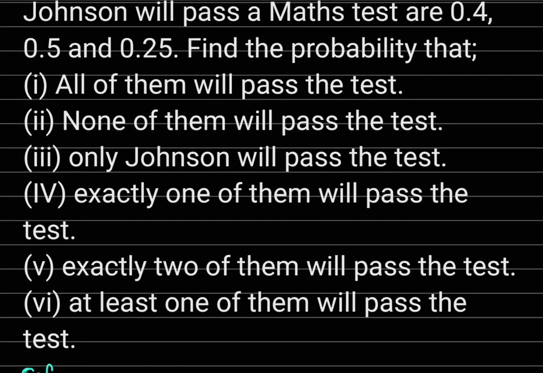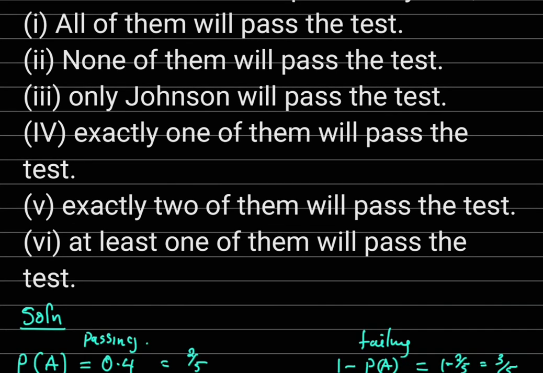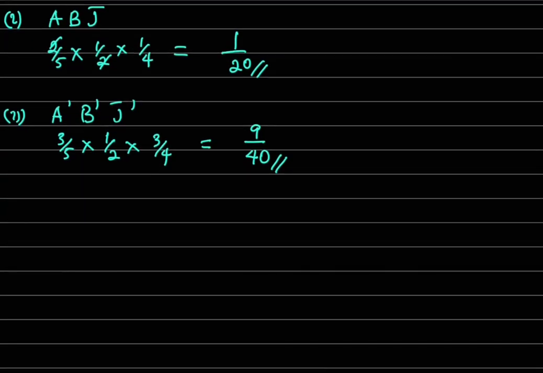Then let's move ahead to the third question. The third question says only Johnson will pass the test. In this question, we have to be very careful because it is actually a very direct question. Only Johnson will pass. So it means that Johnson will pass, but Bill will fail, and Aaron will fail. That is the meaning.